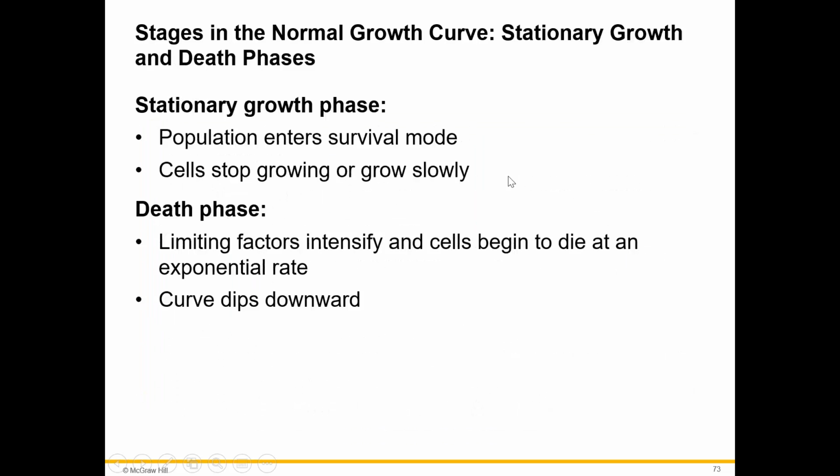And then you have the death phase. So limiting factors intensify and the cells begin to die at an exponential rate. So all the nutrients are used up now and they're just going to start to be rapid death. The curve is going to dip downward.